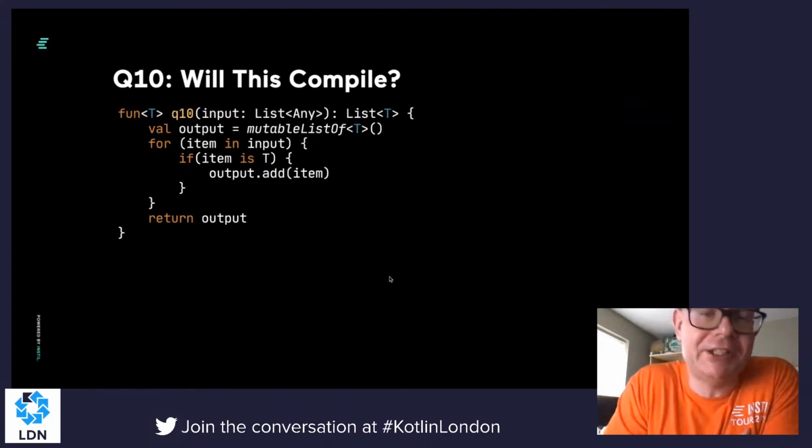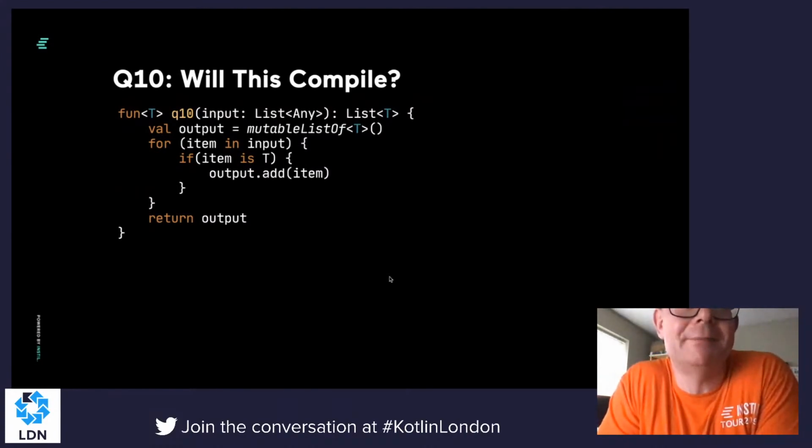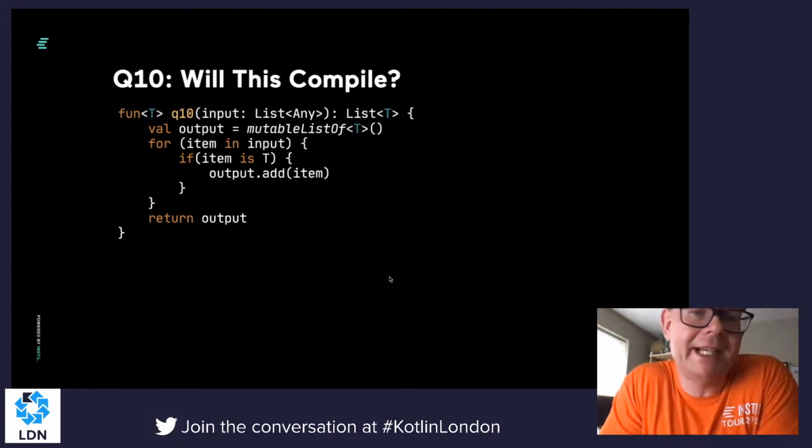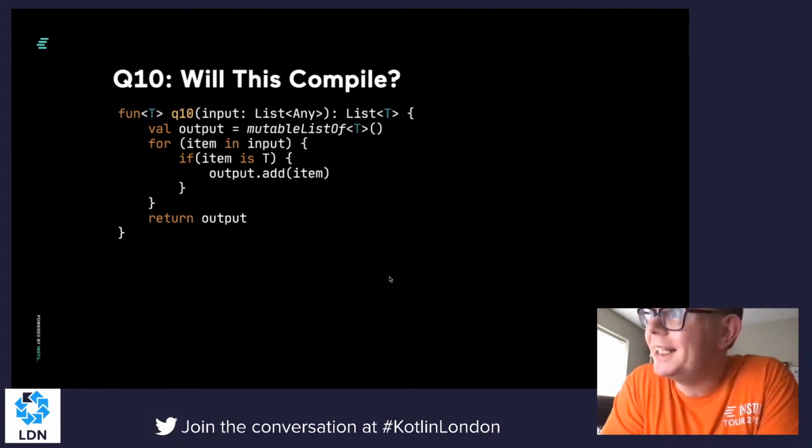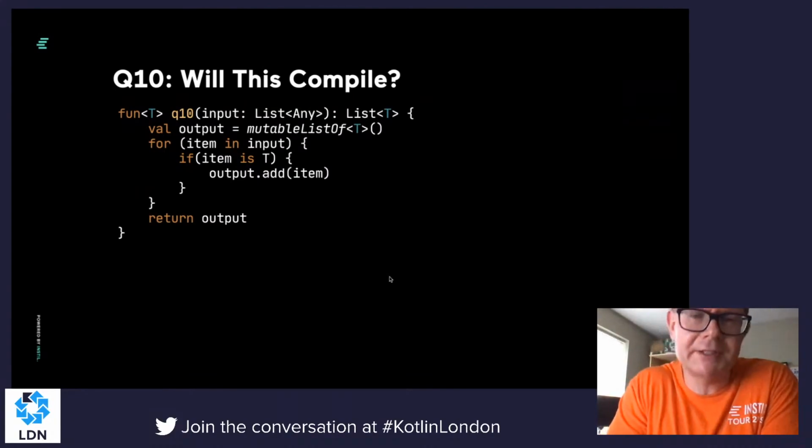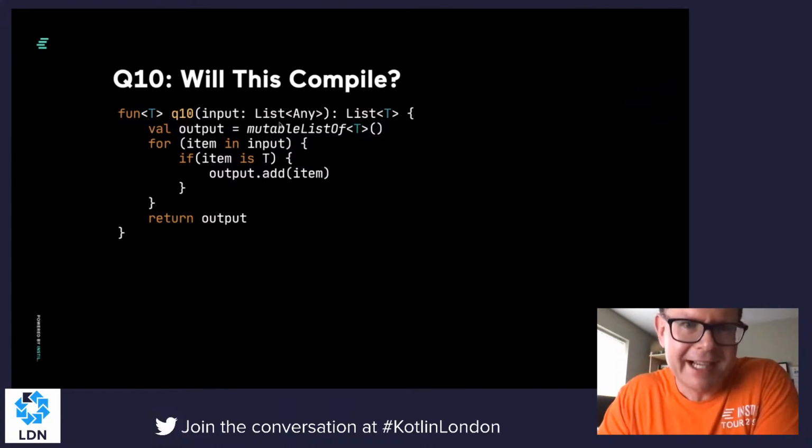What about reification? So here's a practical example of reification. Let's say we have a function that takes a list of Any, and we want to filter it. So this is a generic function that takes a type parameter T, and what we want to do is select only those Ts. If you look at the code, we're going to loop over all the things in input, and then we're going to do a type check. So we're saying, okay, if item is of type T, where T is the generic type, we'll then add it to the output. Okay, so will this work?